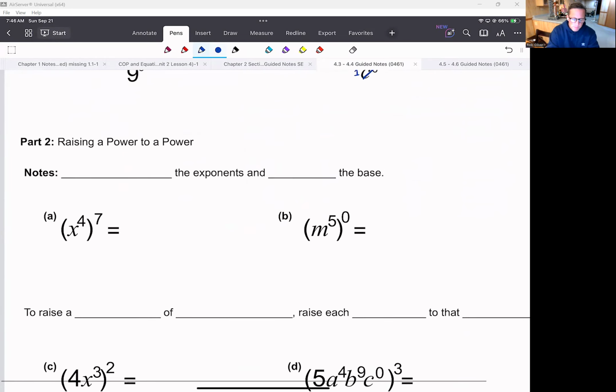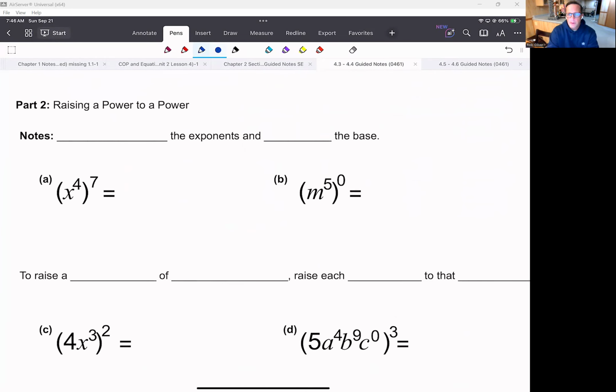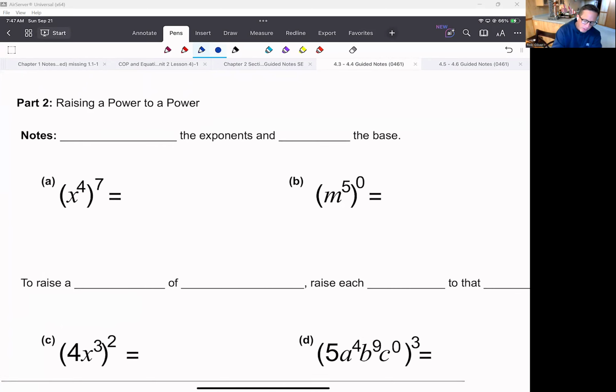Okay, for part 2, raising a power to a power, if you're doing that, what you're going to do is you're going to multiply.